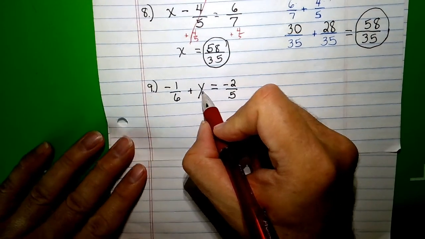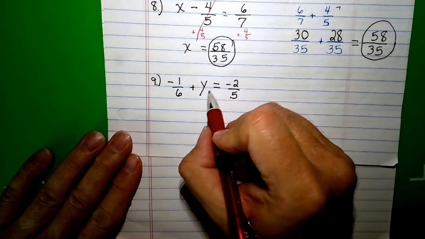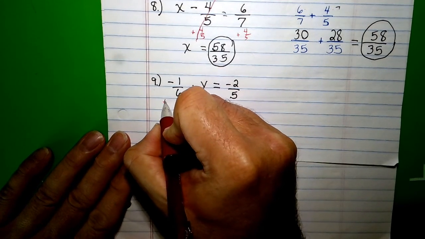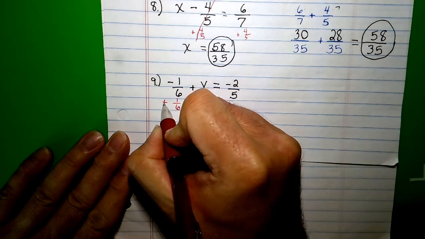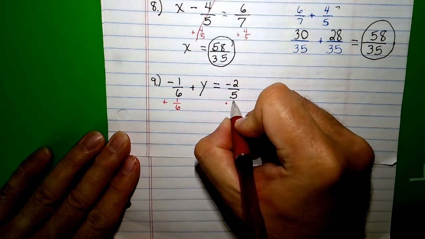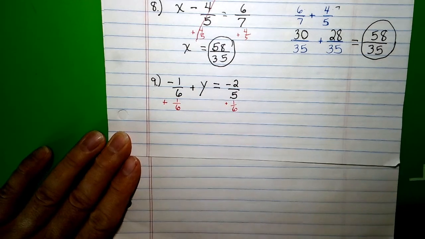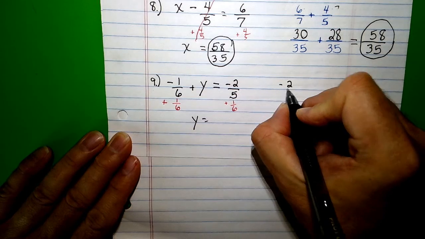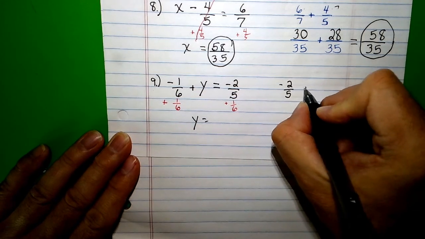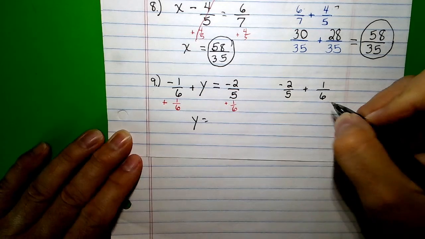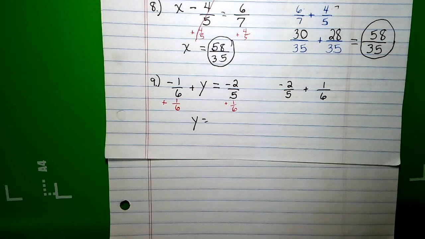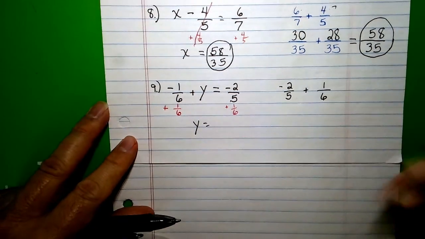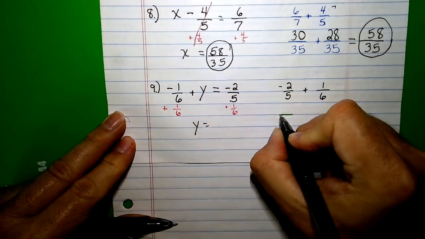Well, to get this positive y by itself, I would need to add, the opposite operation. Add 1 over 6 to both sides. And over here's my scratch paper. We have a negative 2 over 5 plus 1 over 6. Well, we need a common denominator. 5, 10, 15, 20, 25, 30. Would 30 be the common denominator?